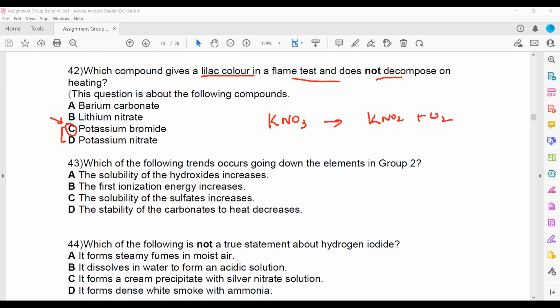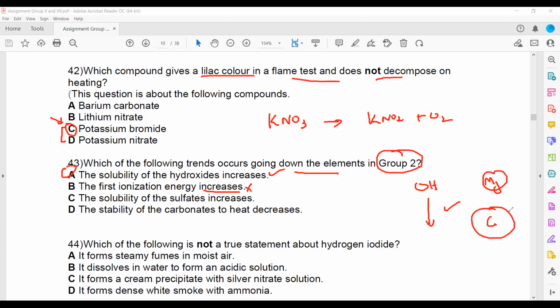Then 43, which of the following trends occurs as we go down group 2? So when we go down group 2, what is the trend? The solubility of hydroxide increases, as I mentioned, it becomes more soluble. That's true. The first ionization energy increases, that's wrong. It should decrease because the size of the atom increases, so it becomes easy to remove an electron.